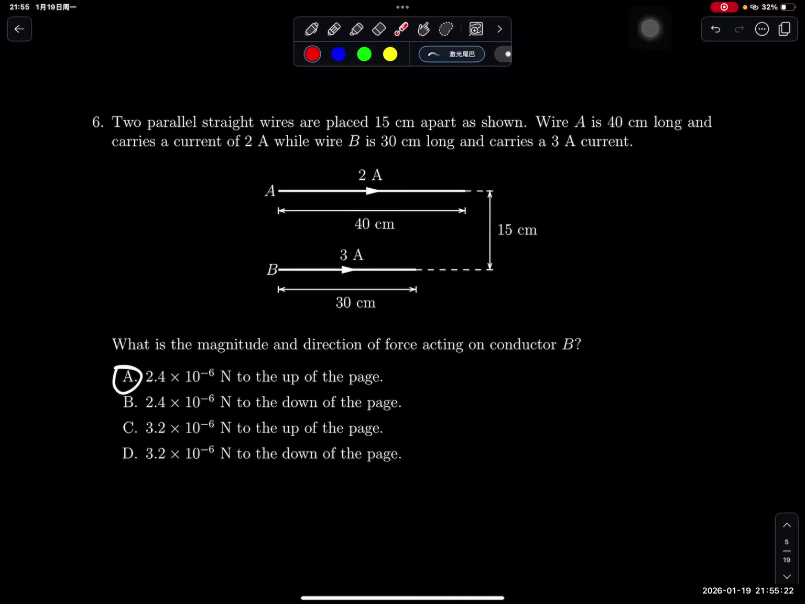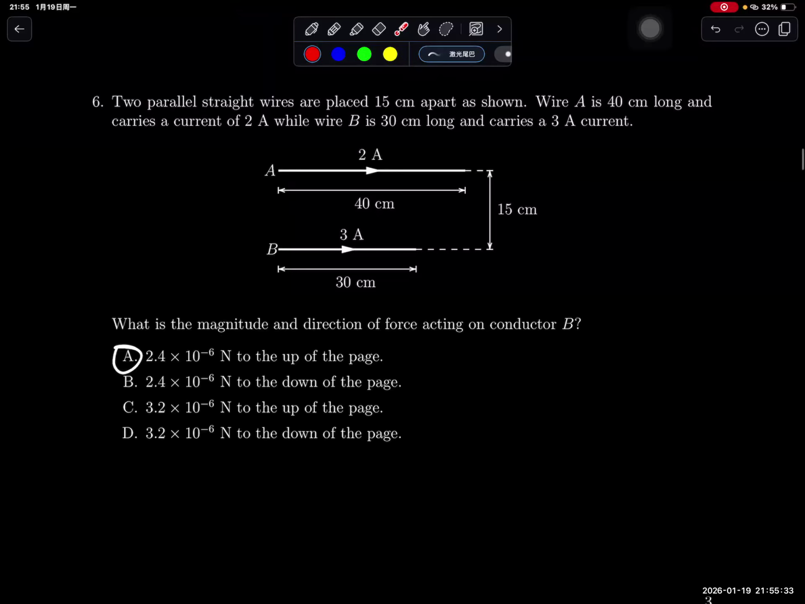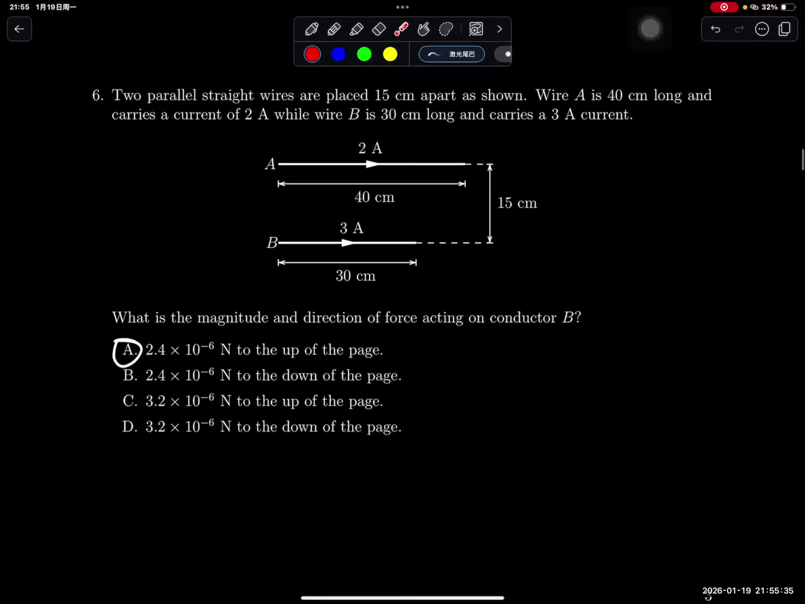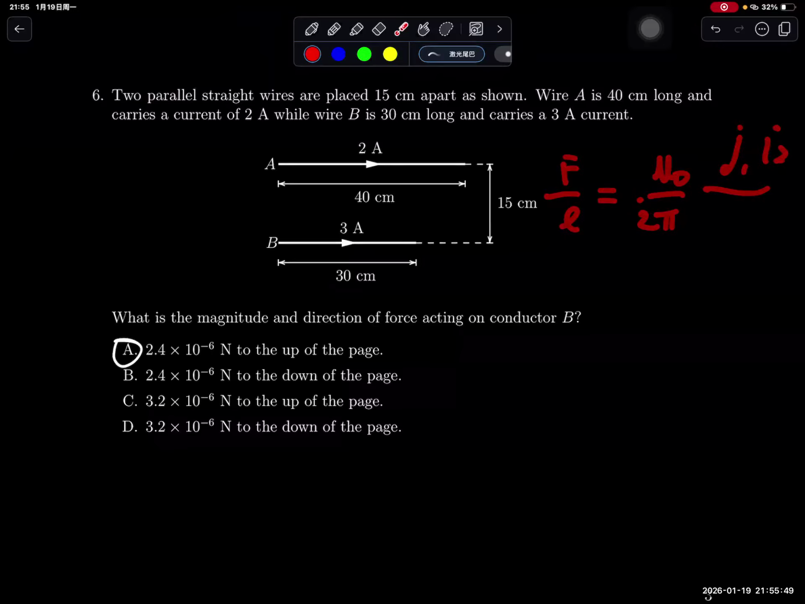Question 6, two parallel straight wires are placed, one is 14 centimeters long and the other one 30 centimeters long, carrying currents of 2 and 3 amps respectively. For this question, you can just use the parallel conductors equation. F over L, force per unit length, is equal to a constant, 2 pi, and so I1 I2 divided by the distance.